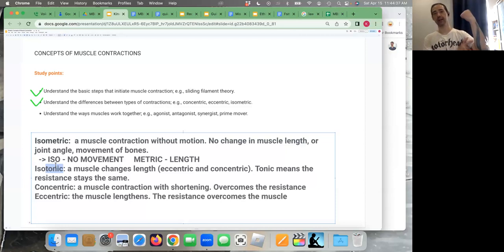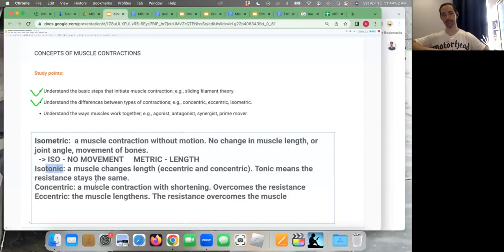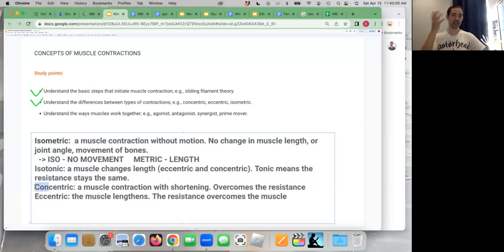The muscles are contracting with a concentric type of contraction, but the movement itself is not isotonic. There's some kind of other name for that you don't need to know. But the reason it's called isotonic is because sometimes the force, the resistance stays the same, and sometimes it doesn't. So types of isotonic movements are concentric and eccentric. Con means with or same.